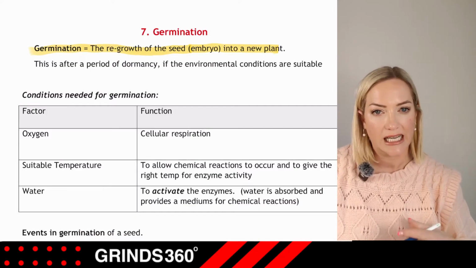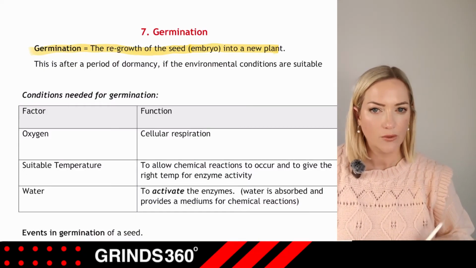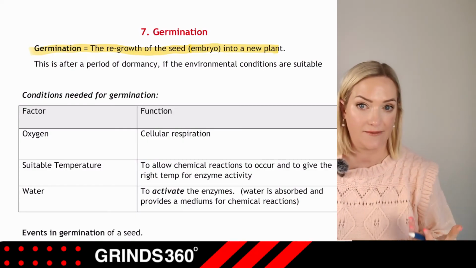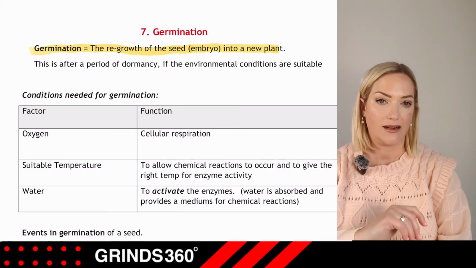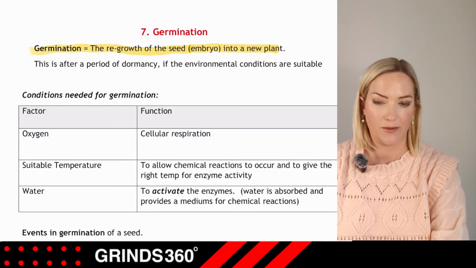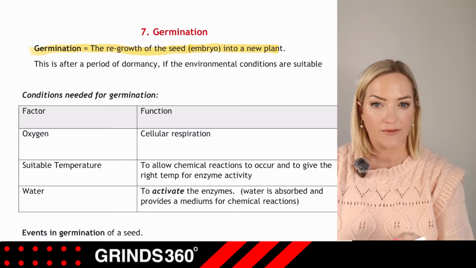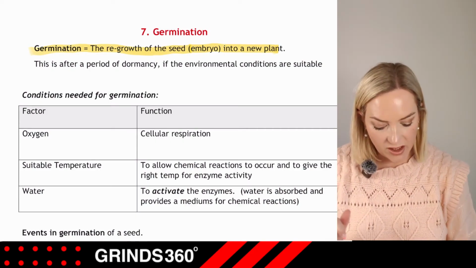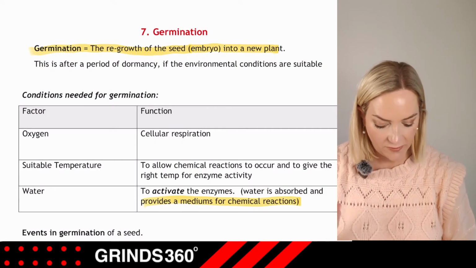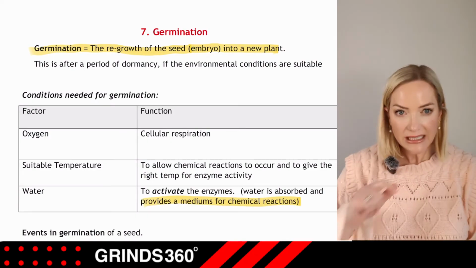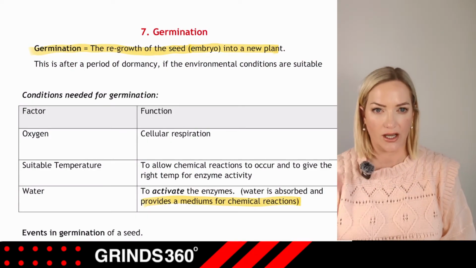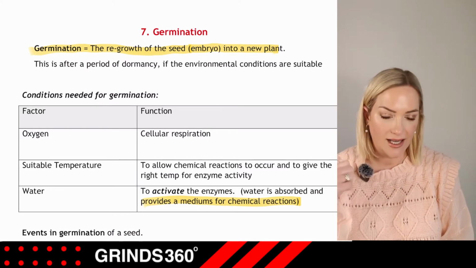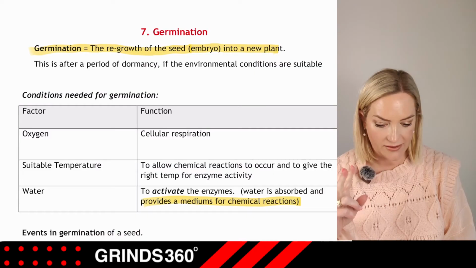We need oxygen, which allows for cellular respiration. We need a suitable temperature, so it's the right temperature for the enzyme activity, the enzymes within our triploid endosperm. And for water, we need water to activate the enzymes. Water will soften the testa and activate the enzymes. Water is going to be absorbed and provides a medium for chemical reactions. Now, you think back already to your knowledge of enzymes and respiration, those two chapters.